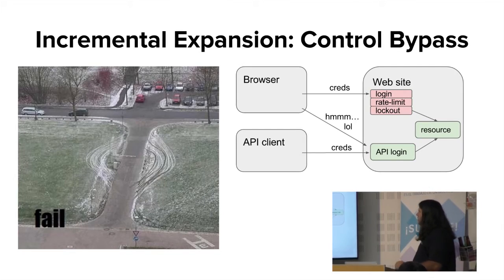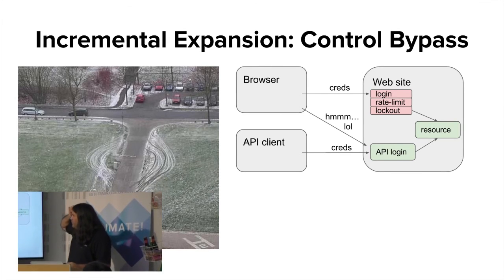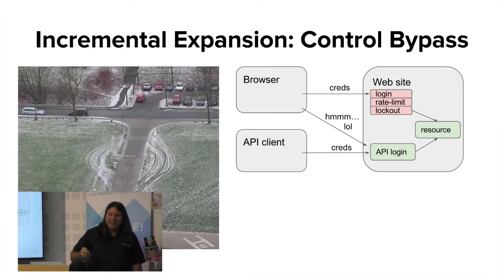Okay? I love this image here. This is the incremental expansion control bypass. So what if you have an interactive web login form, and you have handlers that handle your login, but they also do rate limiting, they do lockouts before they give you access to a resource. Now you have a client, like a mobile client, and you develop a new login endpoint for that use case. I only want mobile clients, and I think that only mobile clients are ever going to call that. They're the only ones that know the URL. This person wants to try to brute force an account, but they don't like this rate limiting lockout. So let me try the API endpoint.